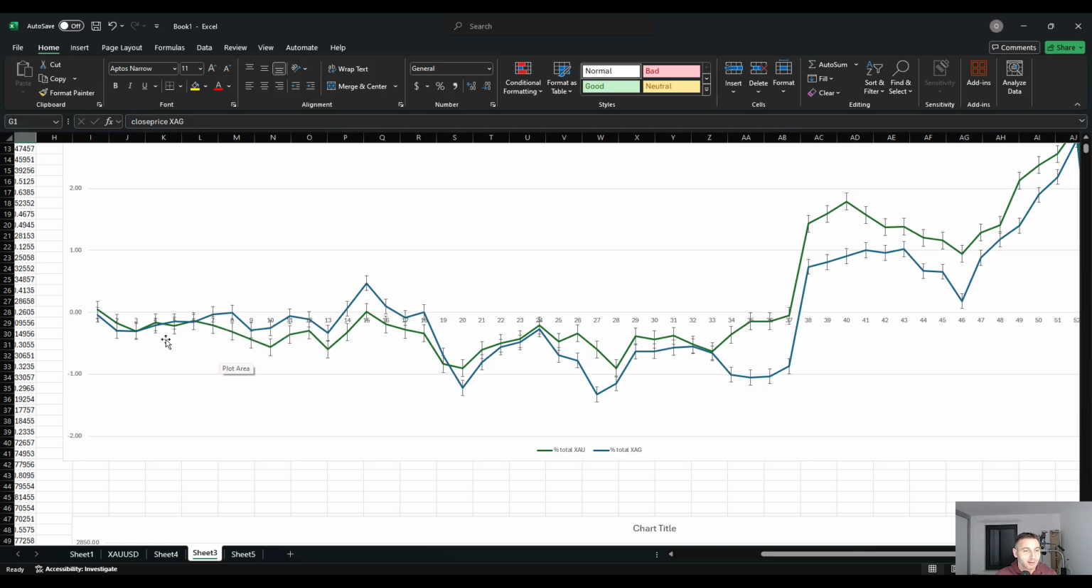For example, let me find another one. Let's take a look here. We can see that the gold is falling down, but the silver is rising, and then suddenly the gold is dropping even further down, and also the silver will follow. So you can also find the trade right here when you see the changes inside the price.